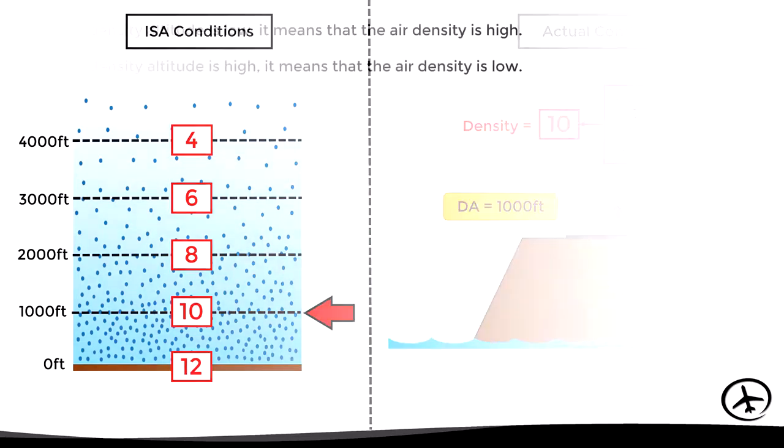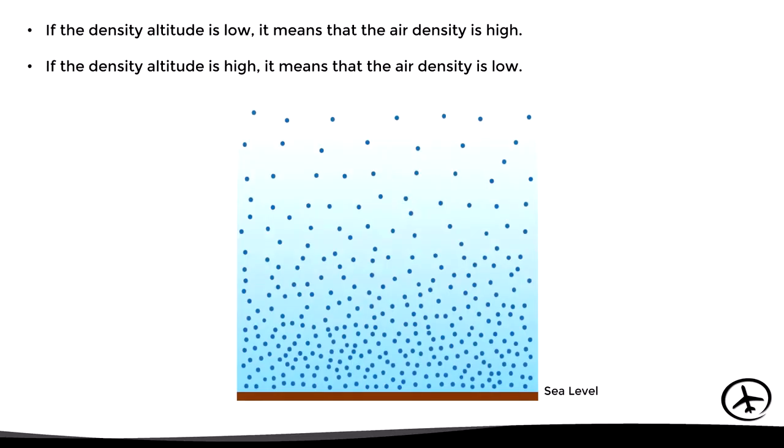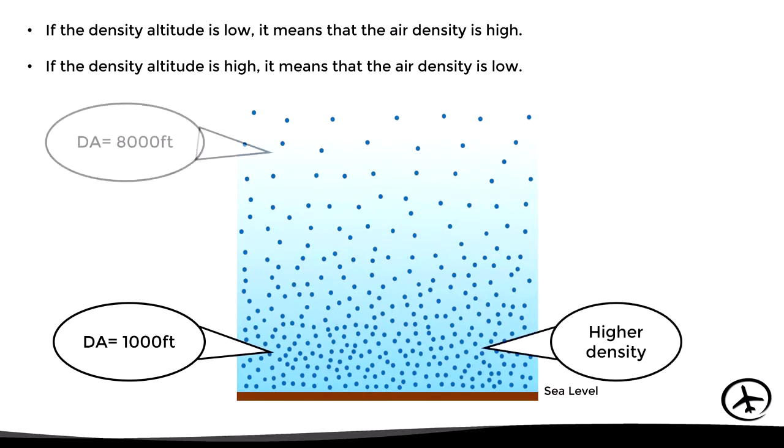In conclusion, if the density altitude is low, it means that the air density is high. And if the density altitude is high, it means that the air density is low. For example, a density altitude of 1,000 feet will represent a higher density than a density altitude of 8,000 feet.